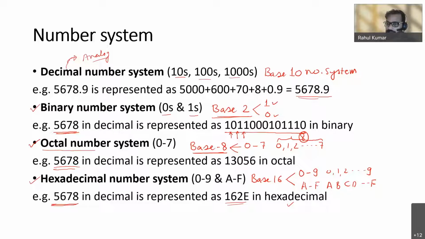So the decimal number system is base 10. The binary number system is base 2. Octal is base 8. Hexadecimal is base 16.